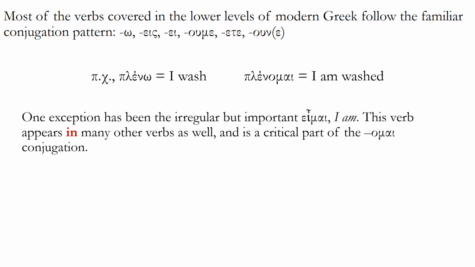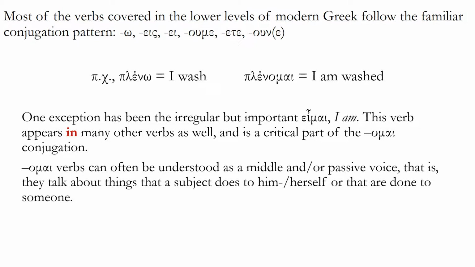Although most of the verbs that we've learned have been regular, one important one that is irregular is ime, I am. And ime is really important in understanding the middle and passive voice verbs, like the one on the right, plenome, because it's actually inside the verb. It's actually part of it. And without it, we couldn't make it. I'm going to show you some examples. Ome verbs can often be understood as a middle or passive voice. That is, they talk about things that a subject does to himself or herself, or that are done to someone.